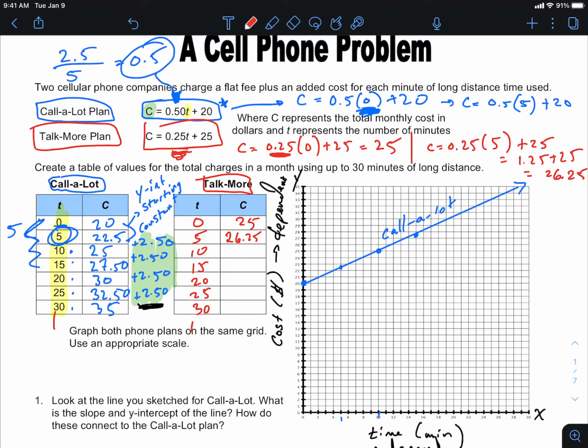All right, how did we get from there to there? We added, I know this is getting crowded, guys, 1.25. Okay, we added. And so you're just going to continue to add 1.25 for each of these, right? Because you know it has to be a line.